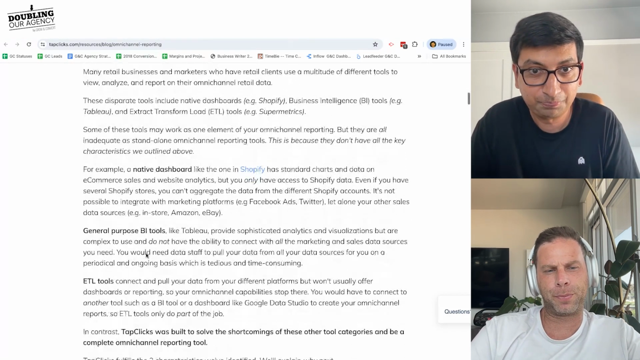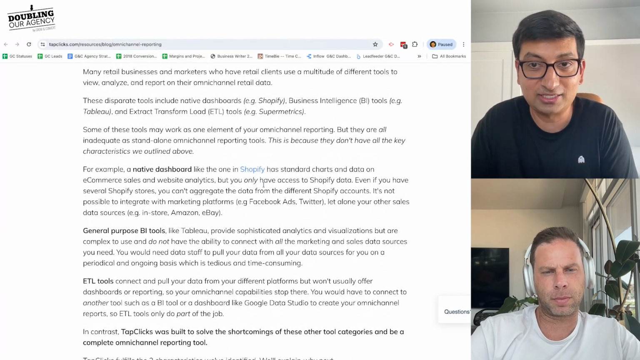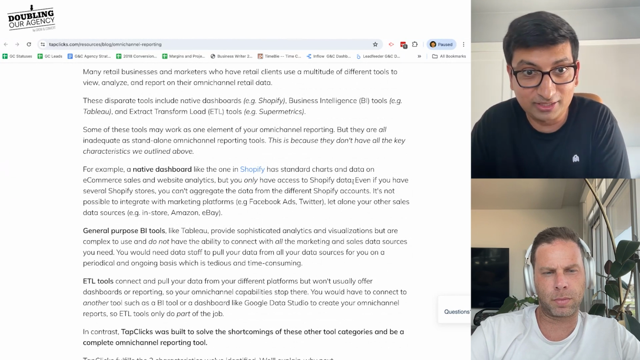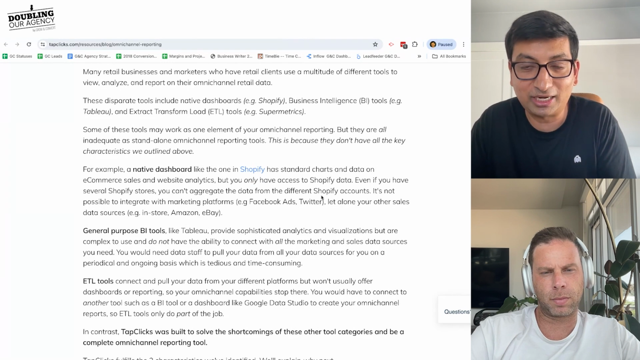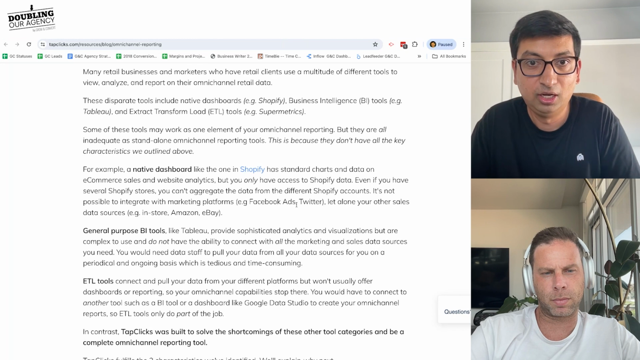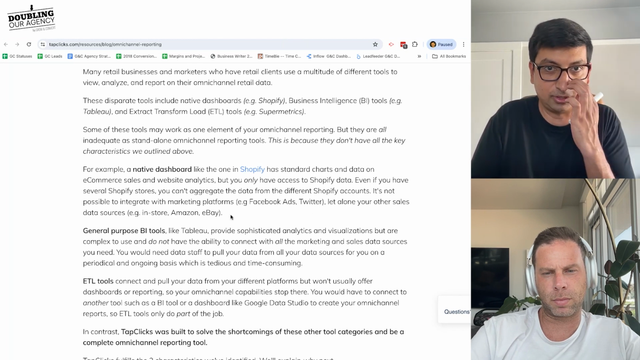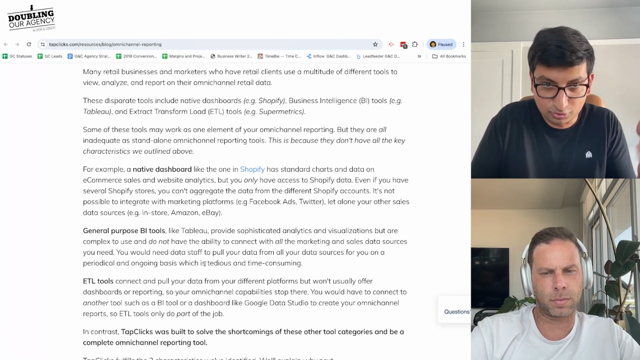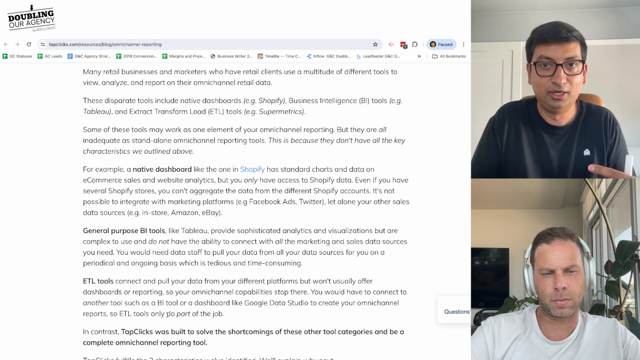For example, a native dashboard like Shopify has standard charts and data for the e-commerce side, but only has access to the Shopify data. Even if you have multiple Shopify stores, you can't aggregate data from different Shopify accounts. It's not possible to integrate with marketing platforms like Facebook ads and Twitter, let alone your other sales data like Amazon and eBay. And then we do that for BI, we do that for ETL.